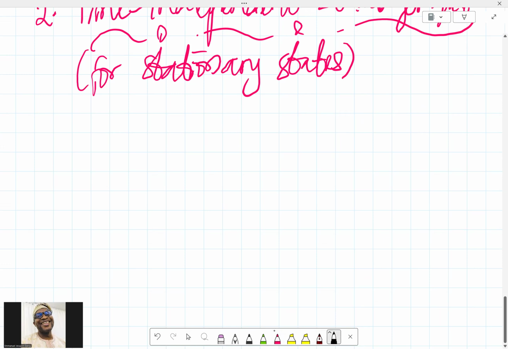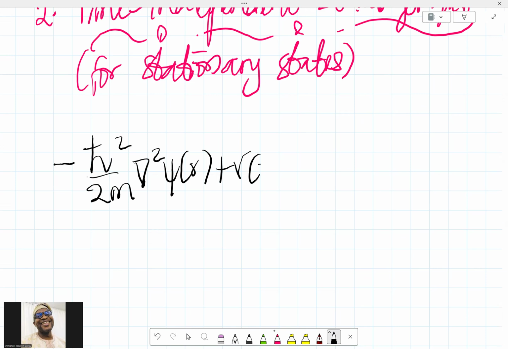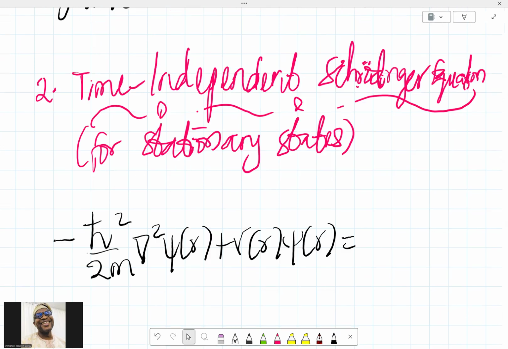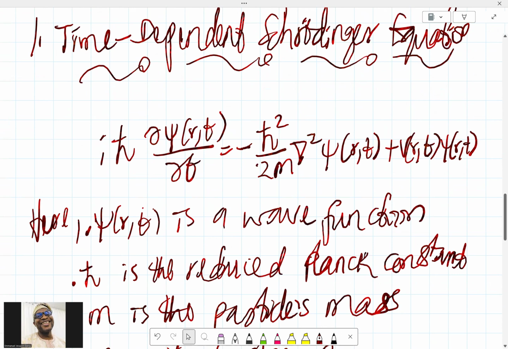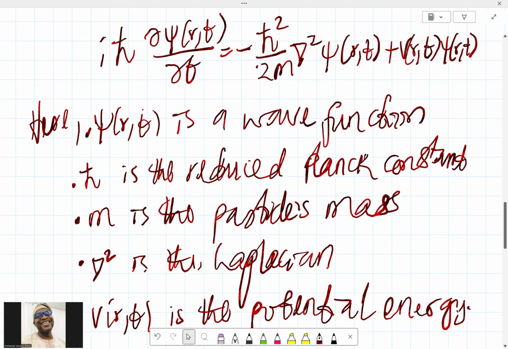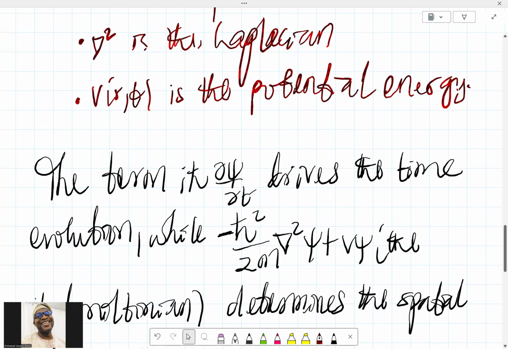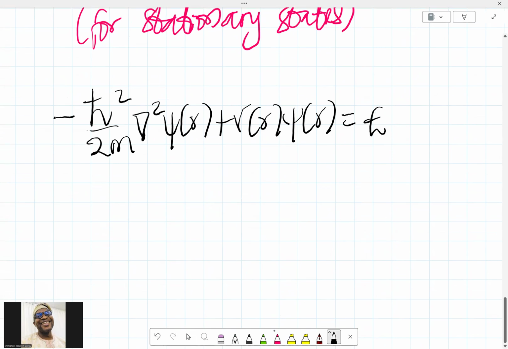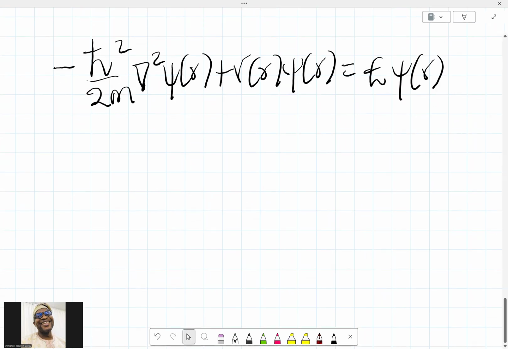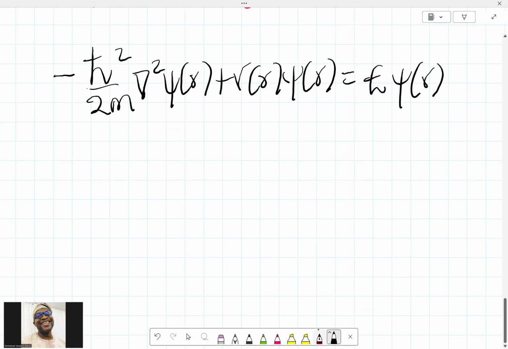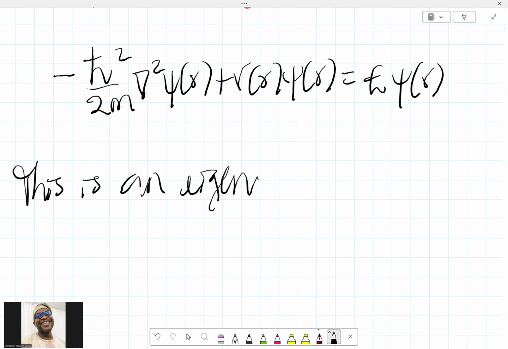So here, minus h bar squared over 2m grad squared psi of r, no time, right? Plus V of r psi of r, and that is equal to E psi of r. So this is an eigenvalue problem.